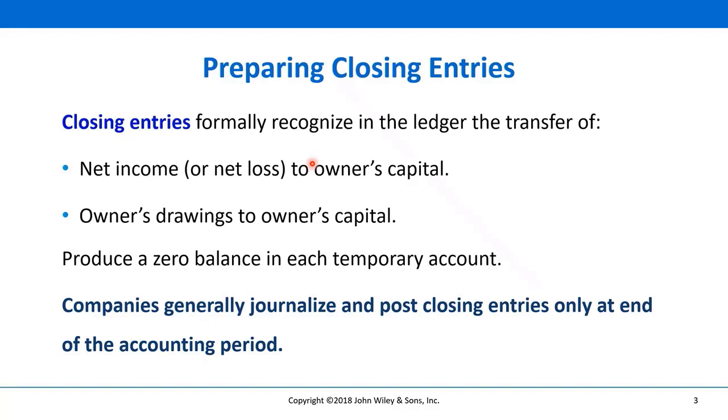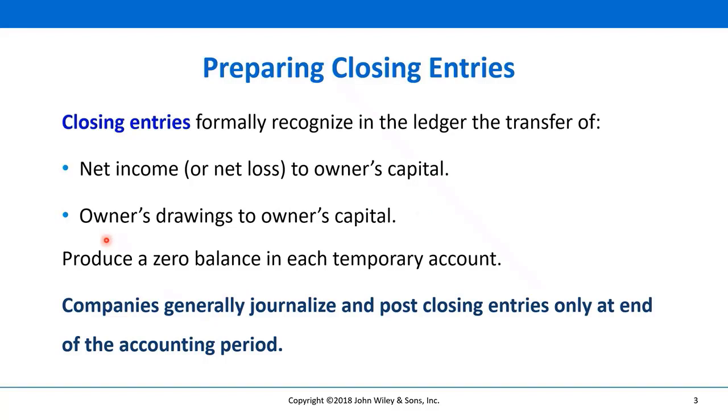Suppose in another example there is a net loss in place of net income, the treatment will be the opposite. At that time the income summary will be credited, owner's capital will be debited. And in the last closing entry, we have transferred the owner's drawings to owner's capital. To make the owner's drawings account balance 0, we have debited owner's capital and credited drawings account. I hope you remember because that's already in the previous video.